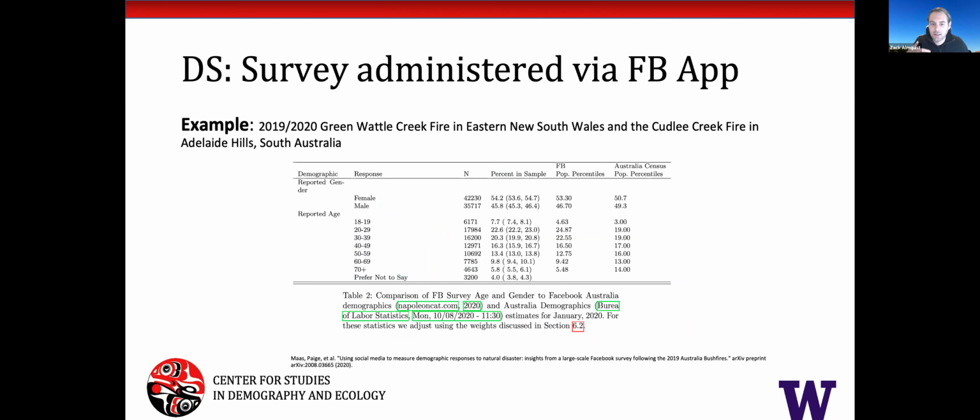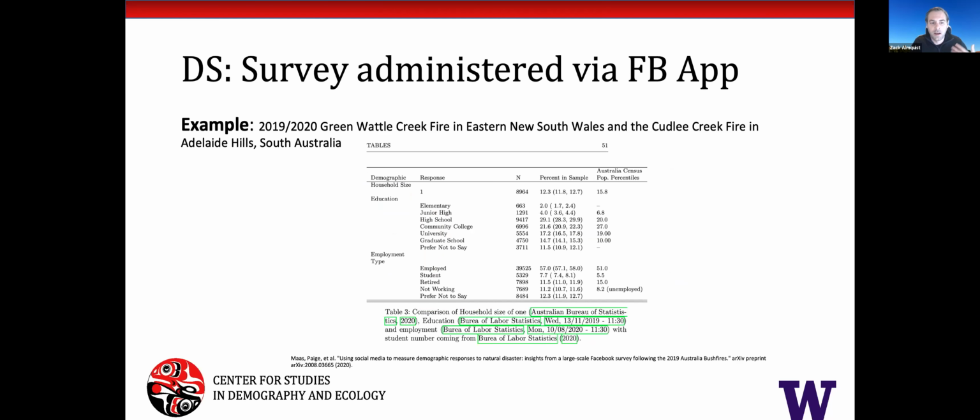Generally speaking, it represents Facebook very well. It represents the larger population okay based on census comparisons. You get more women, slightly younger people. You're especially underrepresenting people over 70. People tend to be a little more educated and a little more employed than the general population.